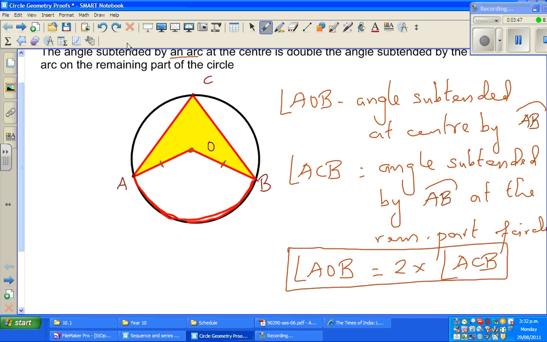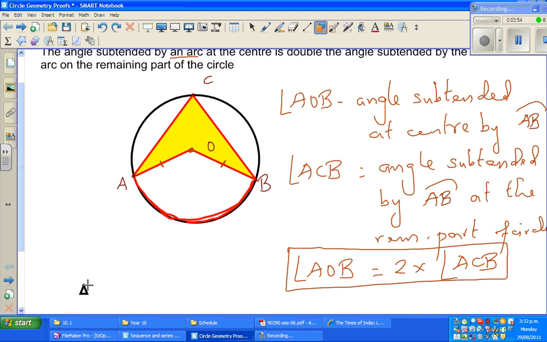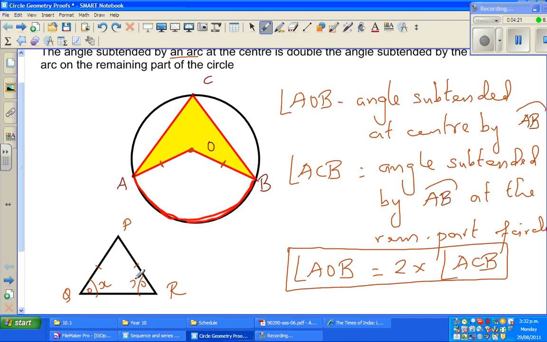To prove this, let me draw one very basic theorem that you should know. Suppose you have an isosceles triangle, and suppose these two sides are equal. Let me name this triangle PQR. If PQ is equal to PR, the base angles would be equal. So if this is x, this would also be x. In an isosceles triangle, the base angles are equal.